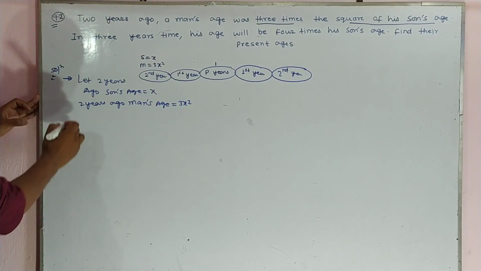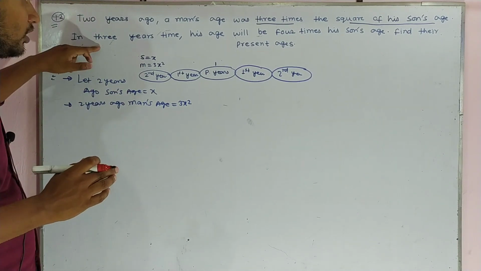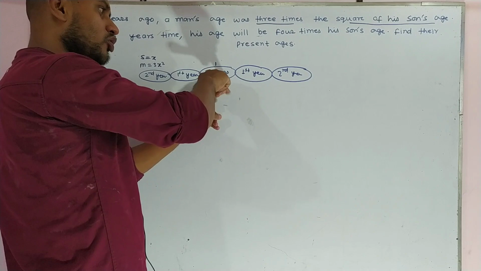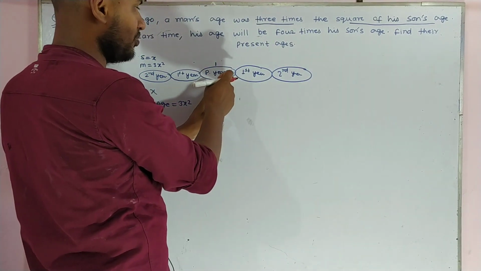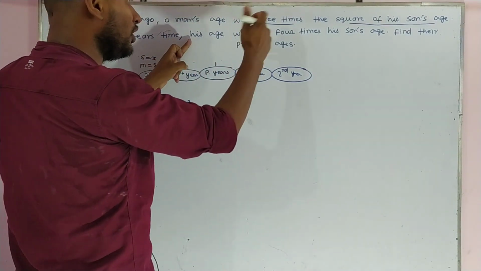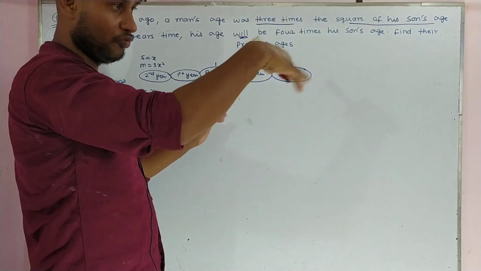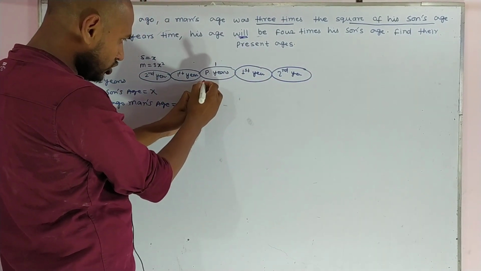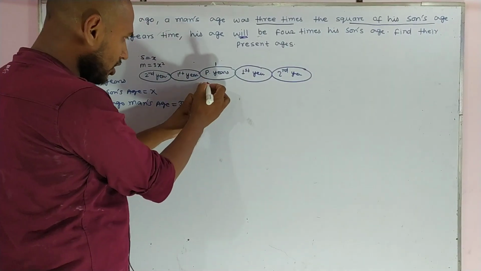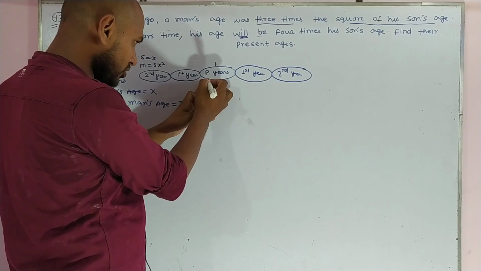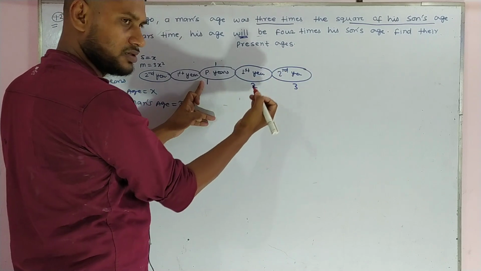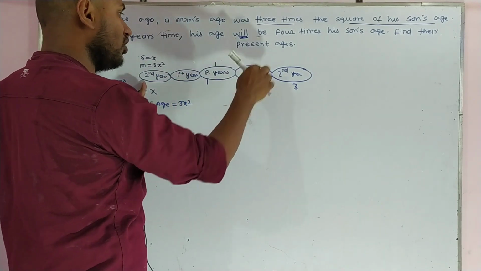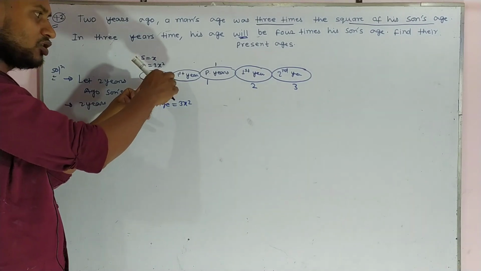Again, according to the question, in 3 years time, what is the meaning of in 3 years? Will be means after. From the present year, 3 years means this one the 1 year, this one the 2 year, this one the 3 years. So in 3 years time, from here it will become 1, 2, 3, 4, 5 years after.